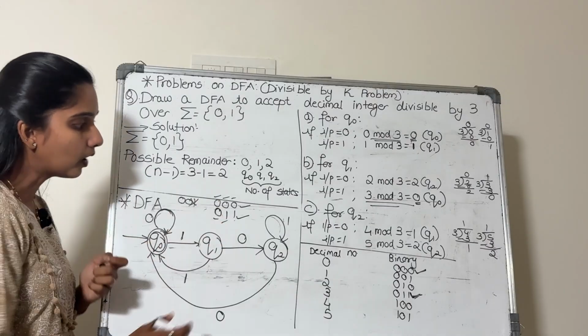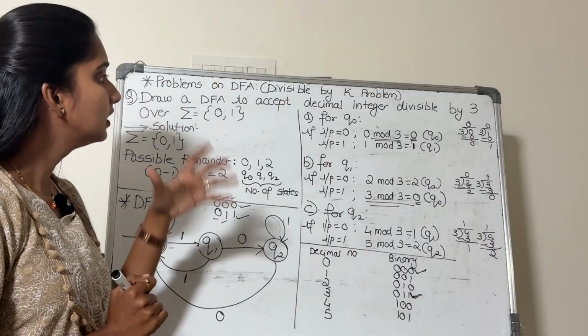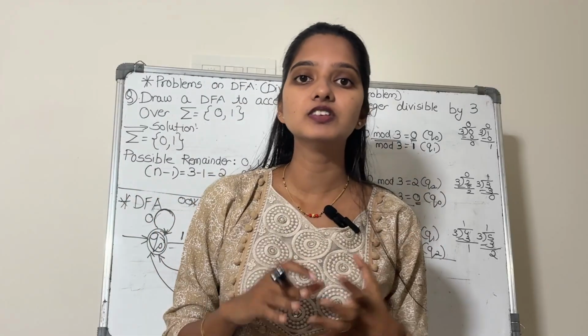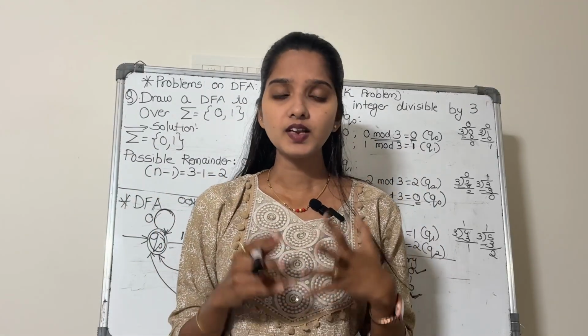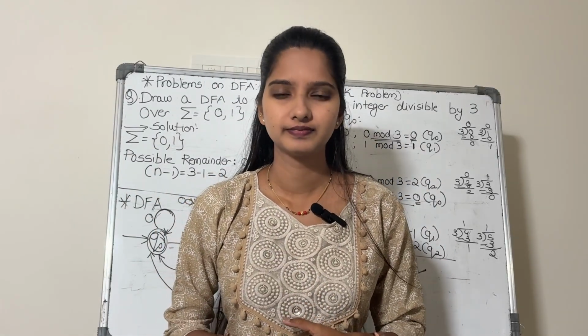Okay, so this is how we need to draw a DFA to accept a decimal integer divisible by 3. I hope this is clear to you all. Yeah. Thank you.